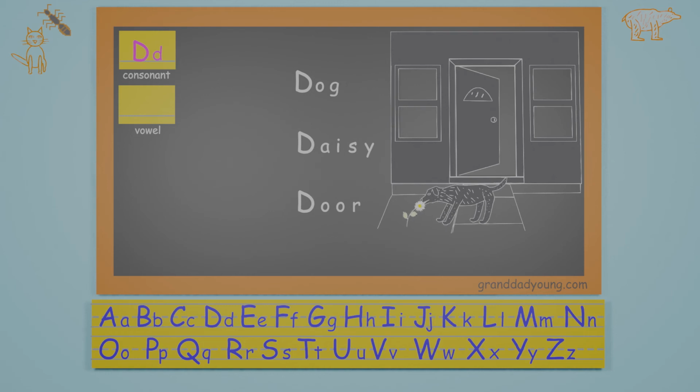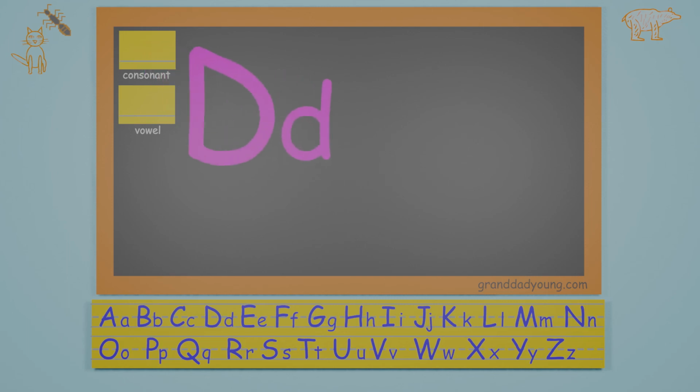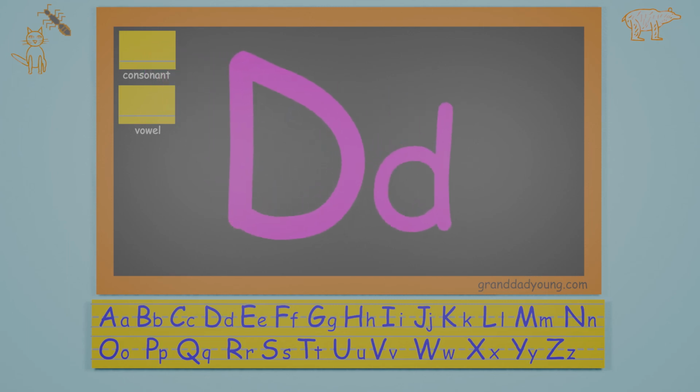What sound does the letter D represent? D. Can you say D? Very good. D, the fourth letter of the English alphabet.